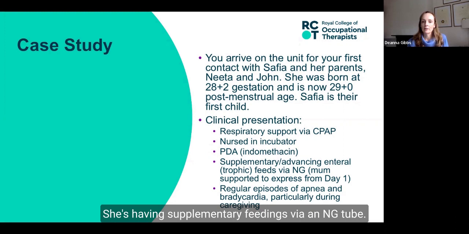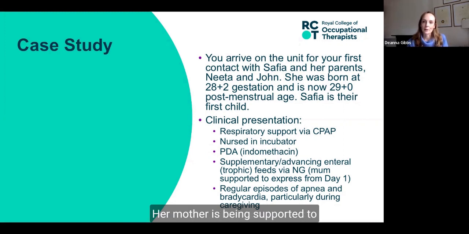She's having supplementary feedings via an NG tube. Her mother is being supported to express breast milk from day one. She's also having regular episodes of apnea and bradycardias, which are noted particularly during caregiving.